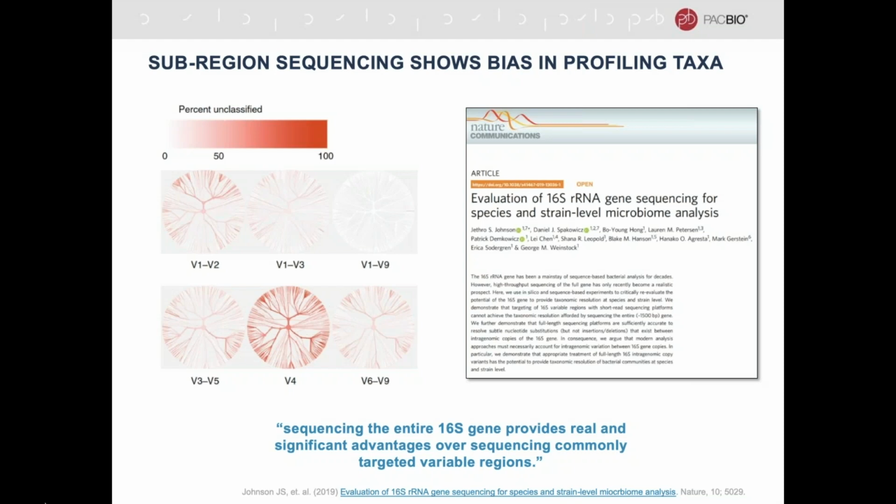And to quote the paper, sequencing the entire 16S gene provides real and significant advantages over sequencing commonly targeted variable regions.